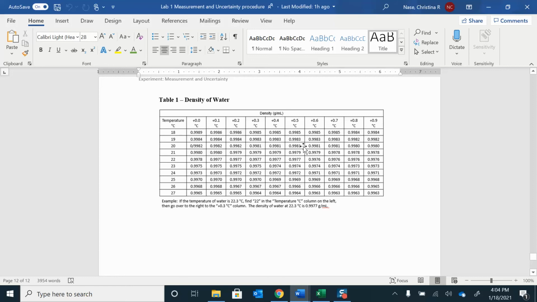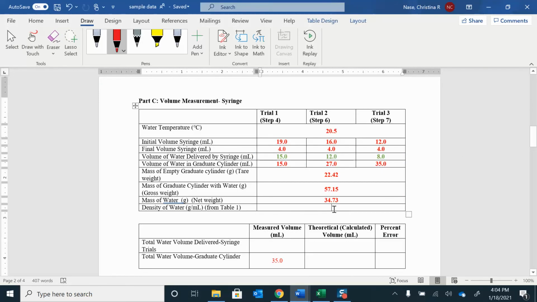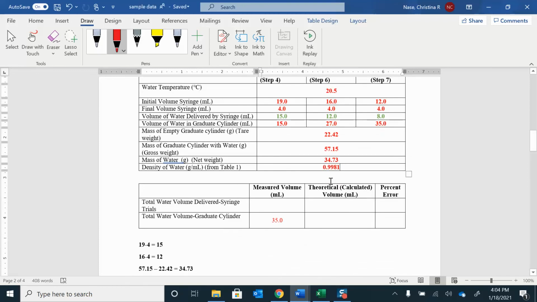Now, if you were to round all of these to 1 sig fig, you got 1. It's 1 gram per milliliter. This is just with a little bit extra sig figs here. So 0.9981, that's the density that I have here. Now, are you going to have the same density? It depends. If your temperature is 20.5, you'll have the exact same density that I did. If you have a different temperature, you're going to have a different value. That's okay. That's the whole point of this. You're going to look up that density in the table.